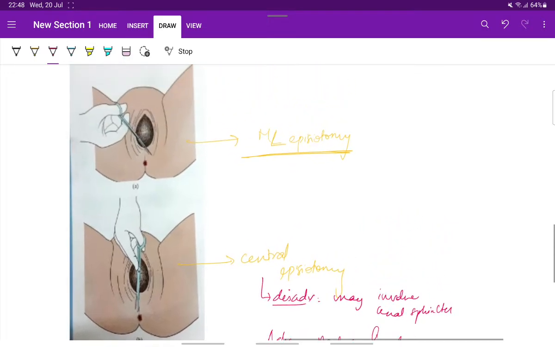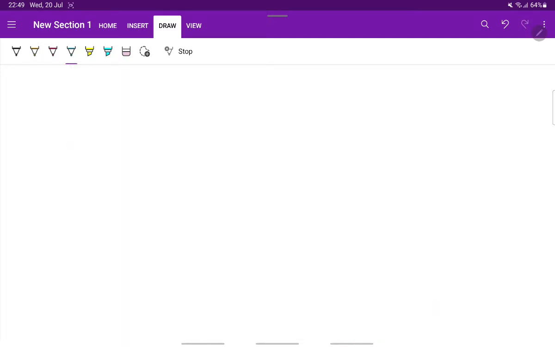So, in mediolateral episiotomy, the cut should be made at an angle of 15 to 20 degrees from the midline and directed towards the ischial tuberosity. So this is about the delivery of the head. Now coming to the delivery of the shoulder.